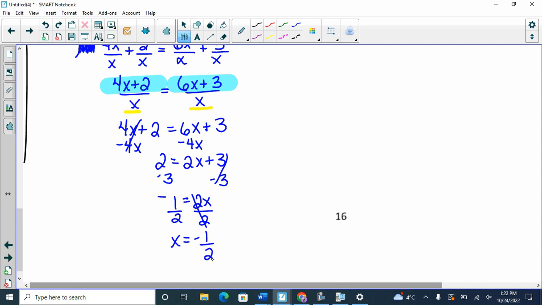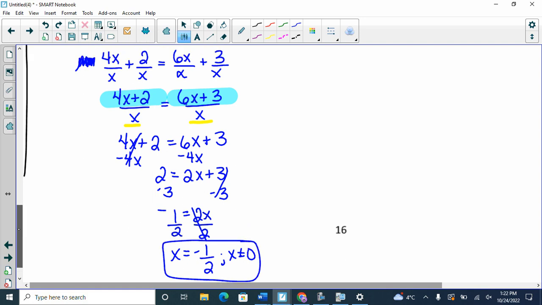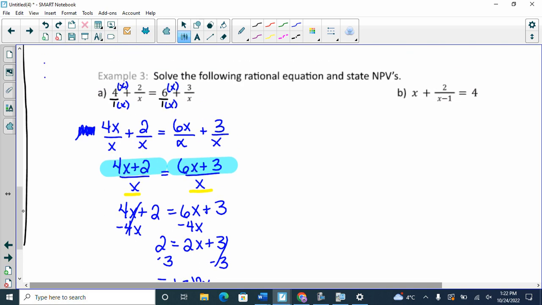What do I have to make sure I end with? The NPVs behind it, which is just x can't equal 0. Does my answer equal 0? No, I'm good. Now I could check this. I could put negative a half in for all the x's, and the left-hand side should equal the right-hand side. Correct? I can check these every single time.